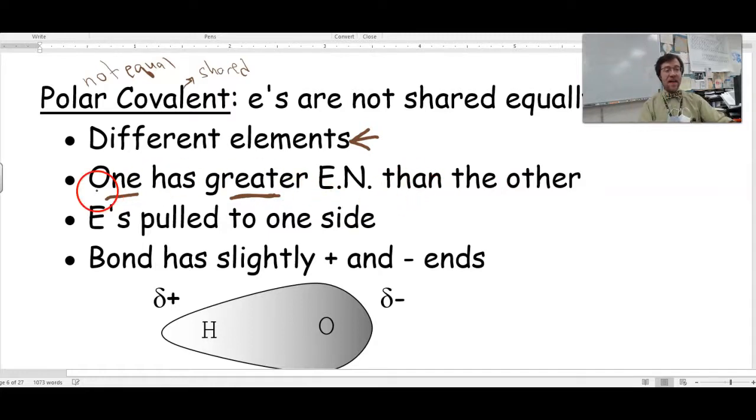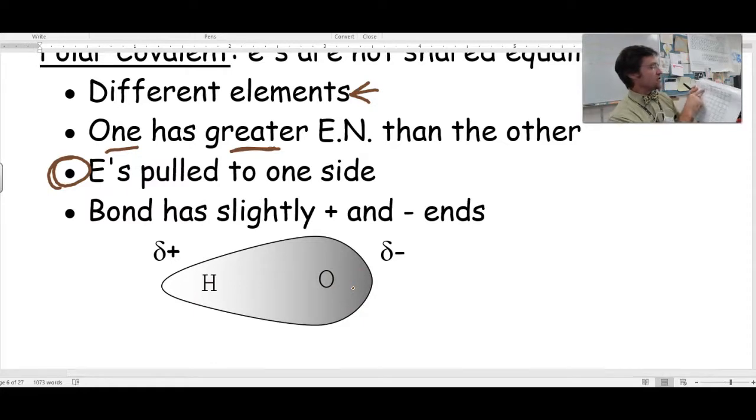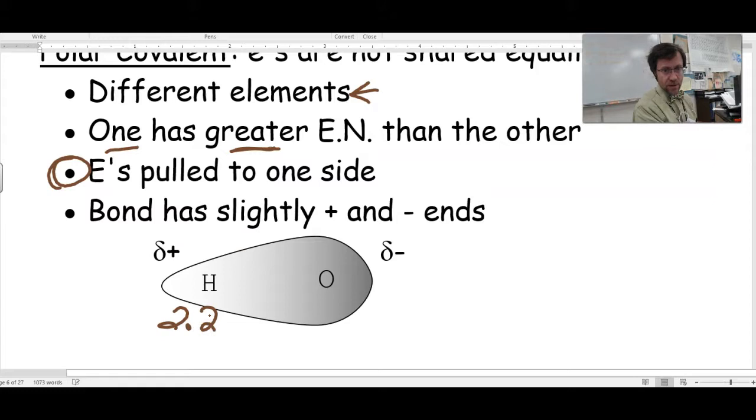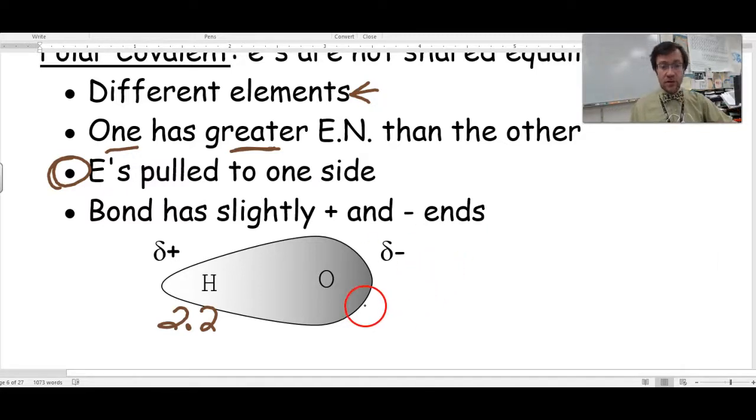And that means that the electrons are going to be pulled to one side and that the bond has slightly positive and negative ends. Now, in this case, I wrote hydrogen and oxygen. I'm not really sure, let me double check here. According to table S, hydrogen has an electronegativity of 2.2. That seems respectable, right in the middle. It goes from 0 to 4. But oxygen has 3.4. So the electronegativities are 2.2 for hydrogen, 3.4 for oxygen.